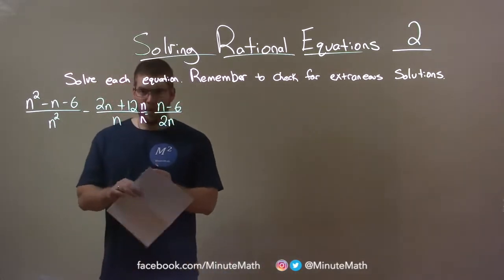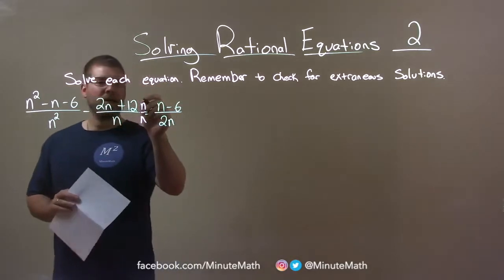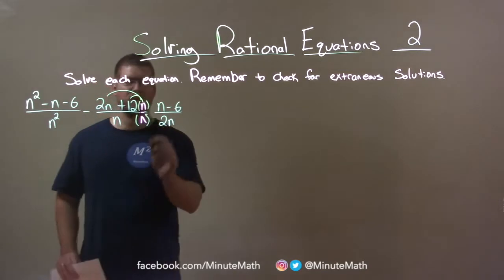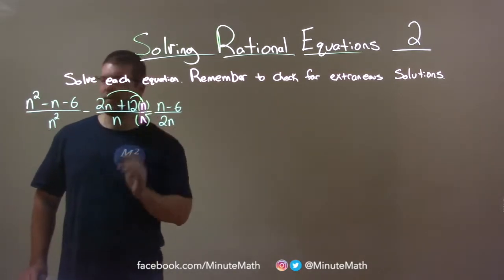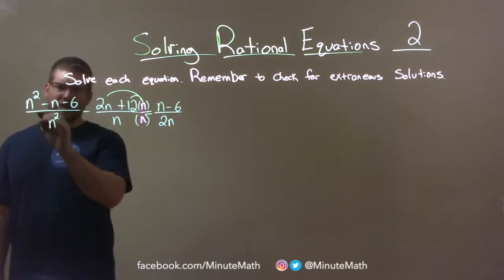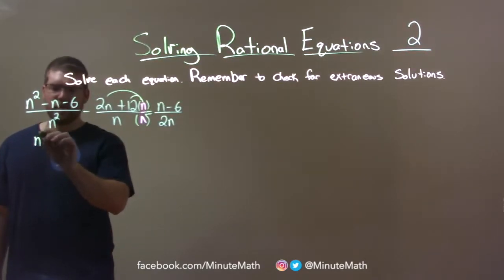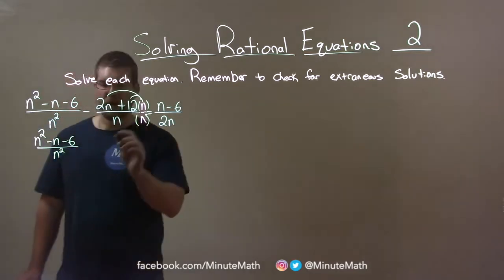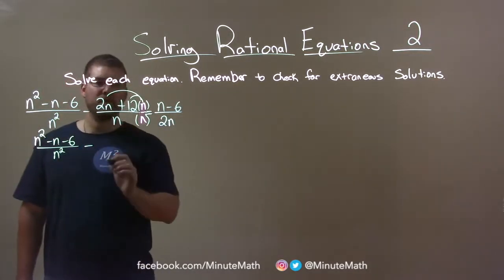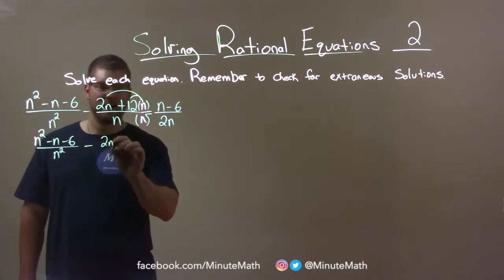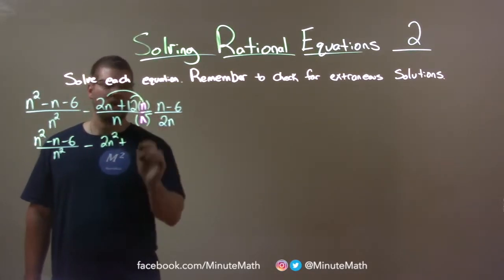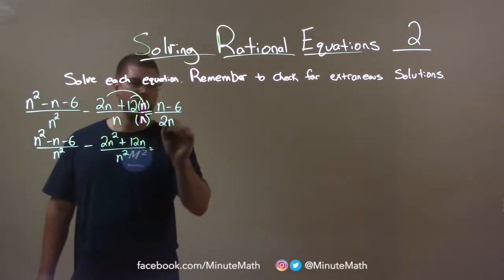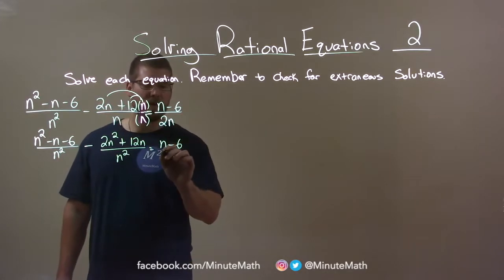All right, so let's simplify what we can here. Remember, this n here will get distributed to both parts. Let's put a little parenthesis around there, makes it a little easier to see. On the left-hand side, let's keep the same: n squared minus n minus 6 over n squared. And the right-hand side, n times 2n is 2n squared, plus 12 times n is 12n, all over n squared. And the right-hand side, keep the same, n minus 6 over 2n.